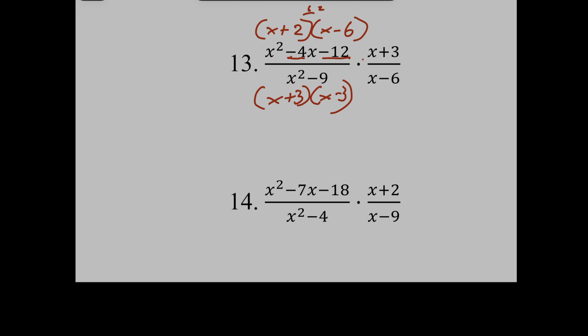X plus 3, x plus 3. X minus 6, x minus 6. Nothing else to cancel out, so I'm going to be left with an x plus 2 over an x minus 3.